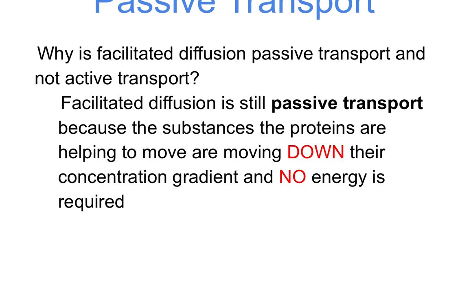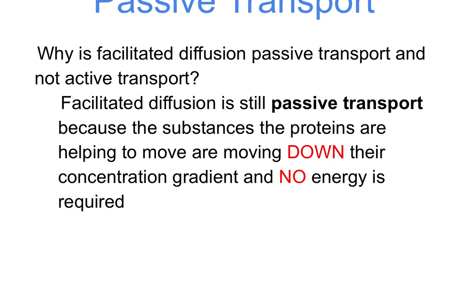but it facilitates the movement for passive transport. So why is facilitated diffusion passive transport and not active transport? Why is using that protein not considered active, or using energy? That is because it is still a passive transport system. The proteins are just assisting these things to move down their concentration gradient. They're not using any energy to do this.